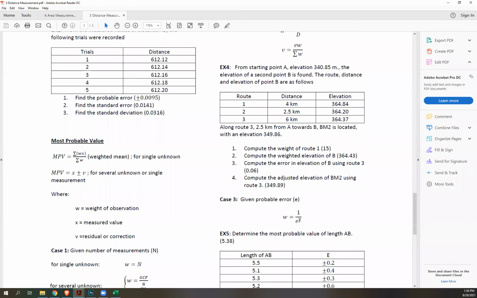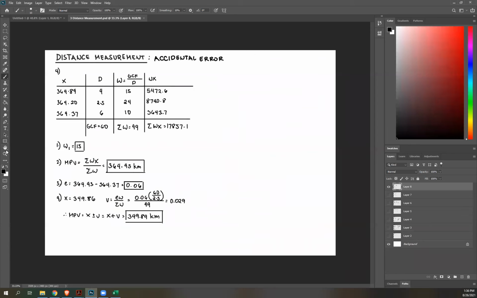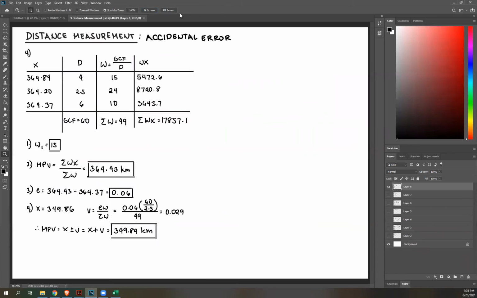Okay, so let's look at our problem. Determine the most probable value of length AB, considering this data. So we're just measuring length of AB. Again, that's a single unknown. That's why we're using this equation. And then your values of E. So to solve for this, like what we did previously, we're just going to create a table.